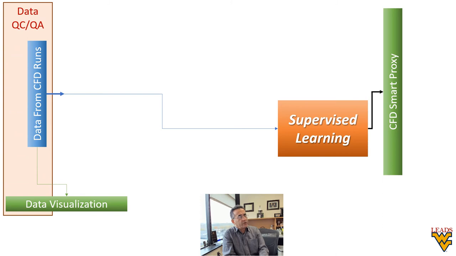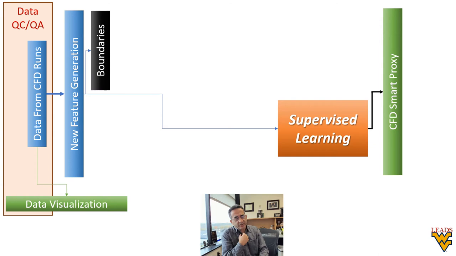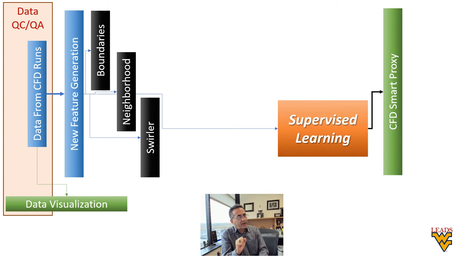So what we do, we start with the QA of the data from the CFD that we get. A lot of visualization takes place, and we make sure we generate a very good understanding of the physics behind this process. Then new feature generation is done, whereby you bring in the boundaries, you bring in all the neighbor cells for every single focal cell that we talk about, and then as you saw probably there are swirlers that bring in the methane and air, and all the cells are impacted by those swirlers. So the new feature generation includes calculation of distance from that.